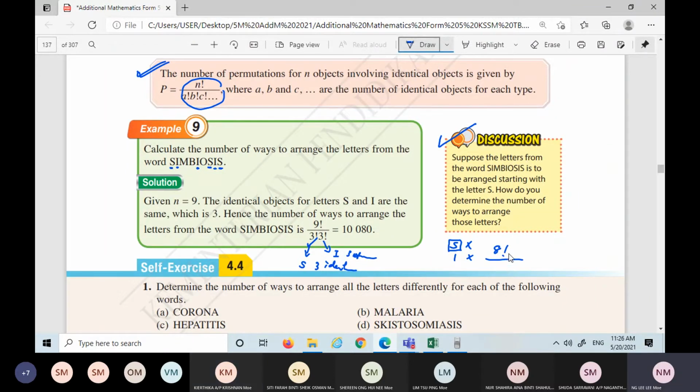Altogether, the 8 letters balance, you still have how many that are identical? The S, how many identical? 2, so 2 factorial. The I? 3, so 3 factorial. So this is the answer: 1 times 8 factorial over 2 factorial, 3 factorial. So this is the answer for this question.